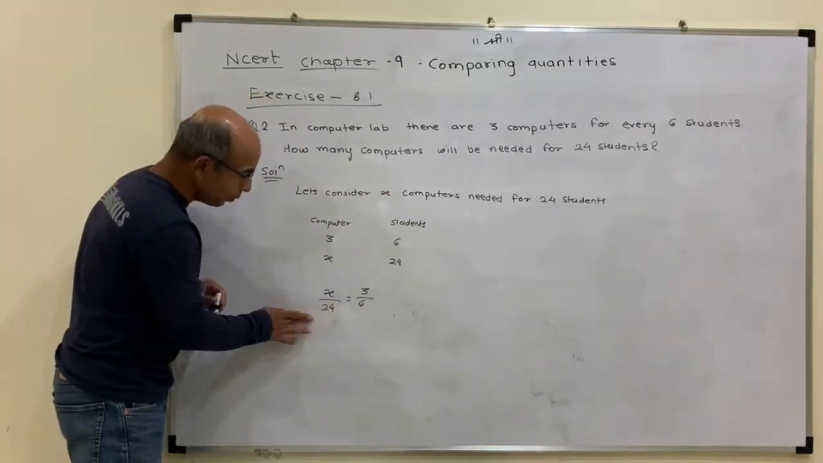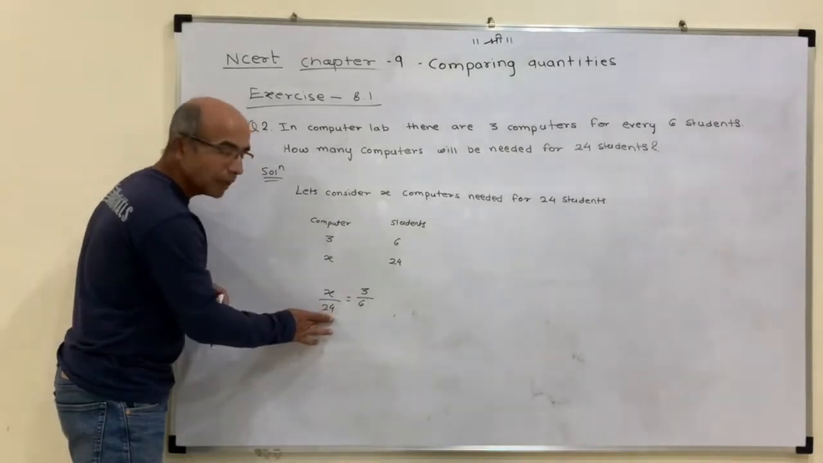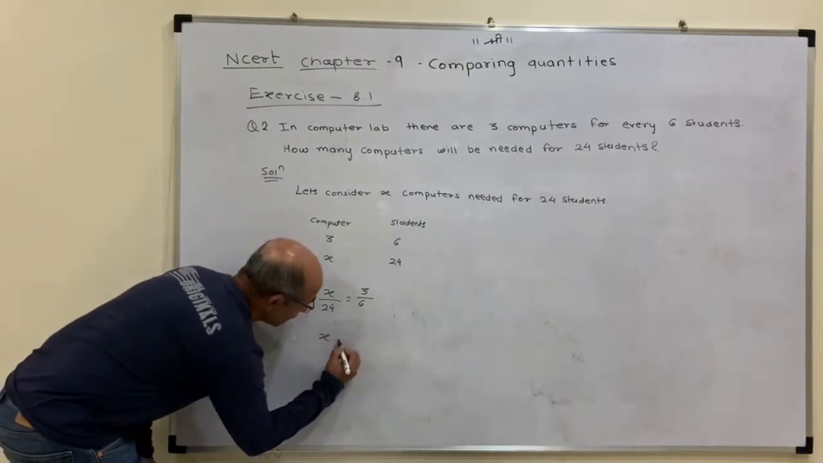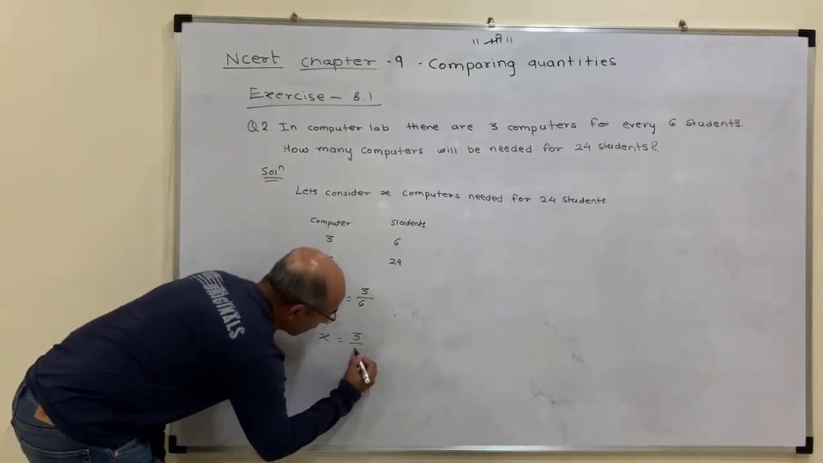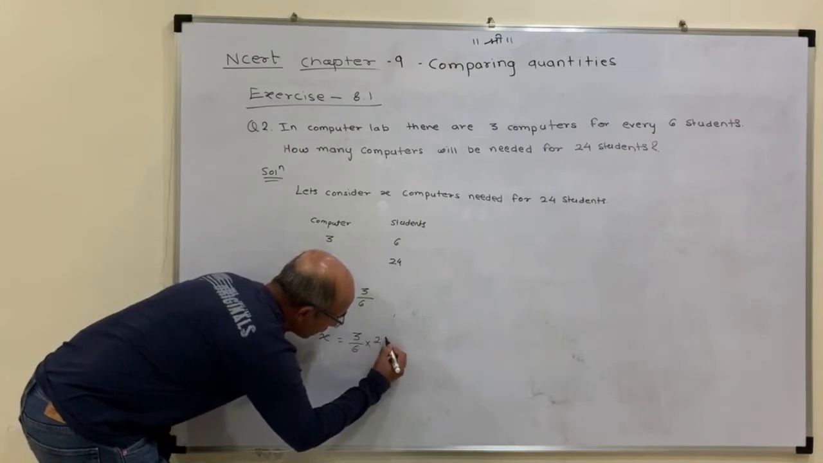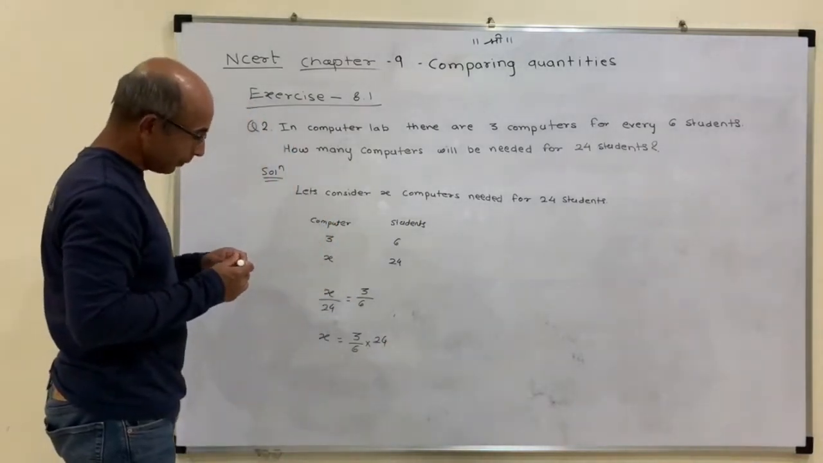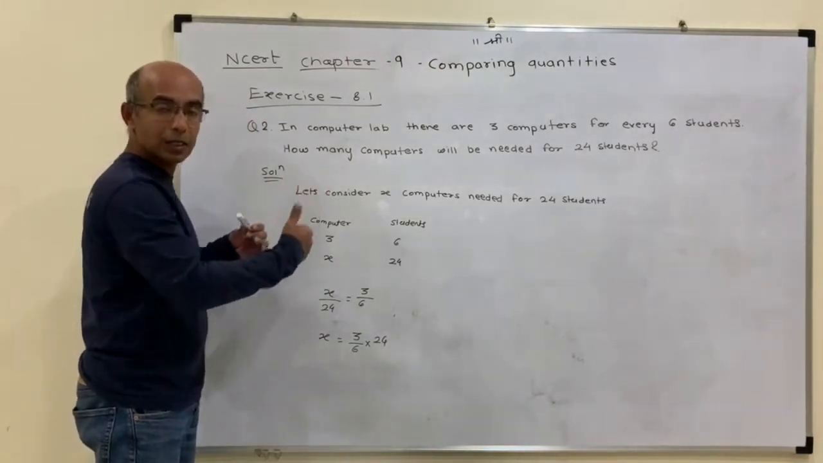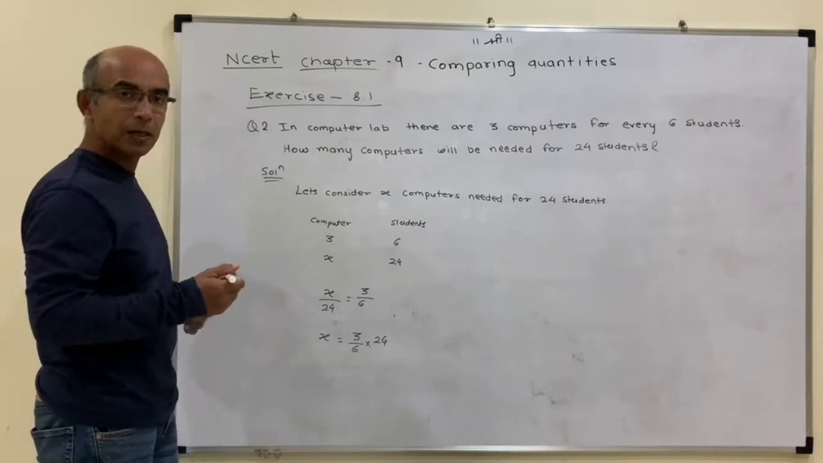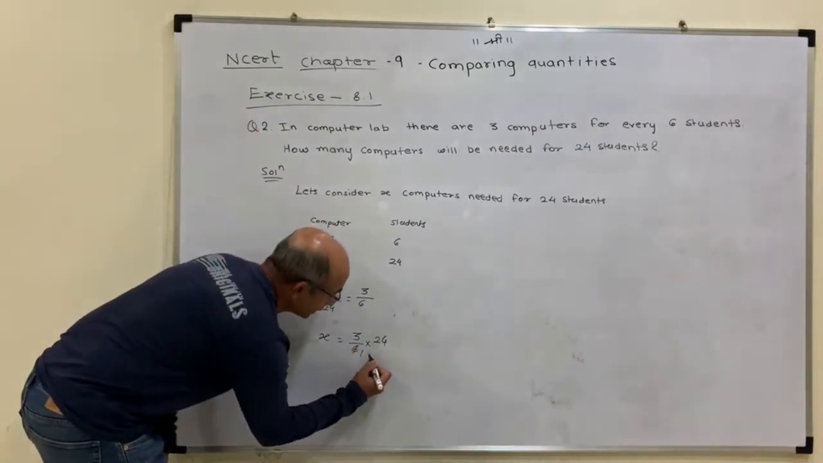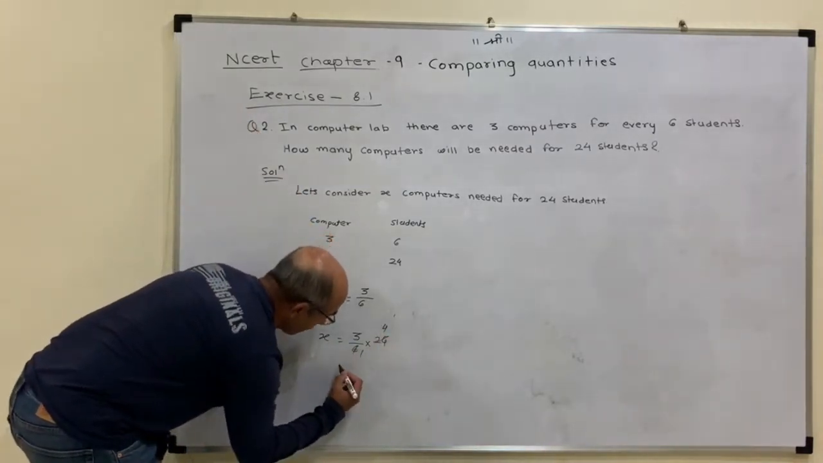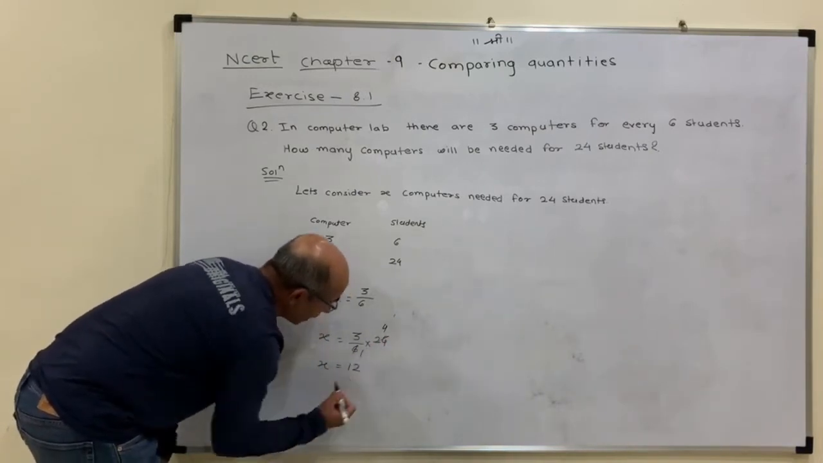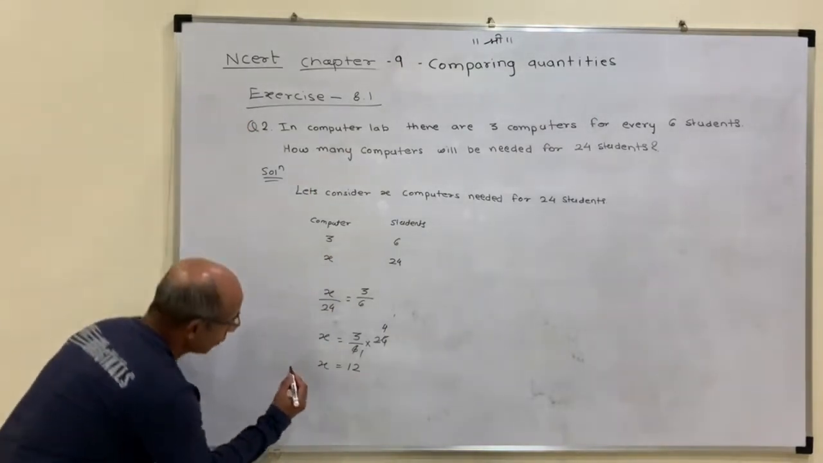Now I'll transpose this 24, which is divided on the left hand side, to the right hand side. So my next step will be x equals 3 divided by 6 into 24. Again, when 24 is divided on the left hand side, when you transpose it onto the right hand side, it becomes multiplied. So 6 ones are 6, 6 fours are 24. So x equals 3 fours are 12. So therefore you write it in words.